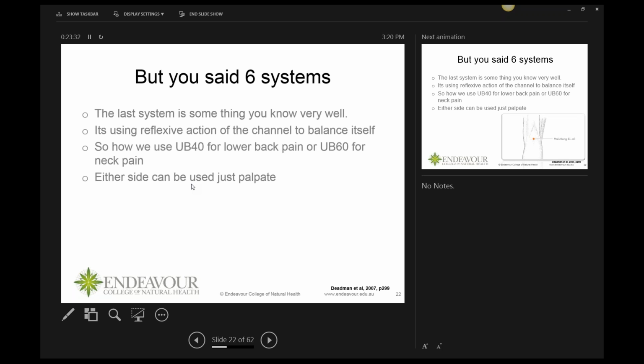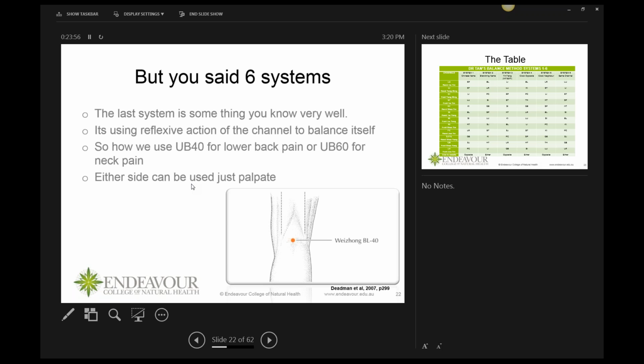And again, either side can be needled, with the exception of if the pain is on the limb at that particular area, then you'd use the opposite side. So if you're using it to reflect the whole channel and it's not actually affected, then you can palpate either side. But if the problem is that area, you needle the other one. So I hope that makes sense for you. So again, common bladder 40 there.